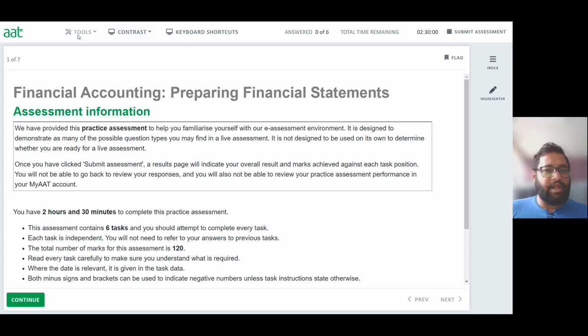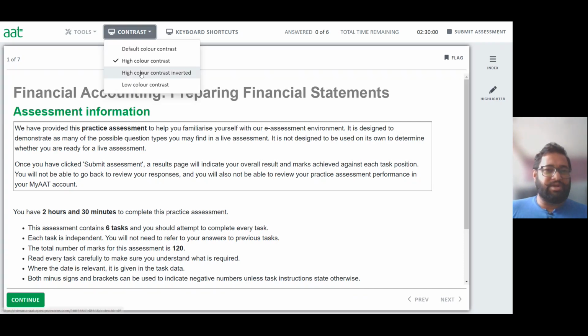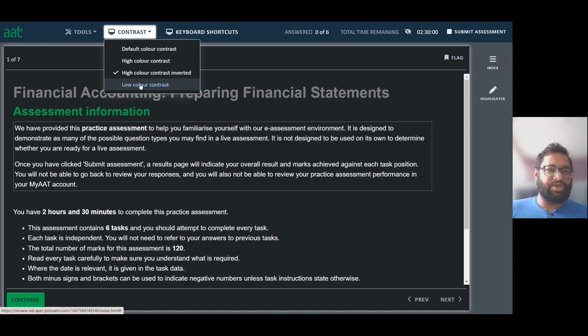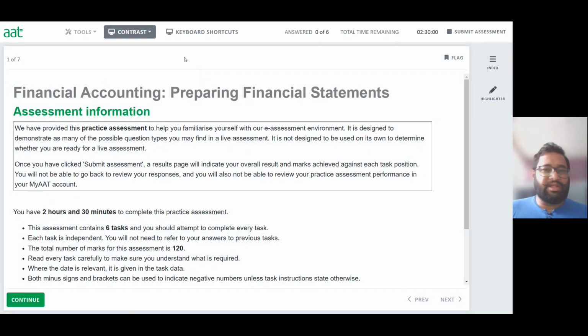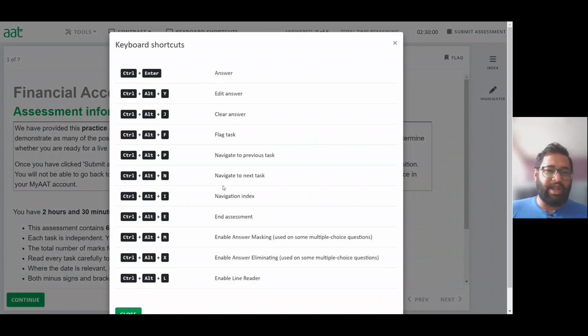We are looking at it, and here there are some options. You can change the contrast, high contrast, inverted, low contrast, and everything like that. There are loads of things you can look into, and it gives you an idea of the keyboard shortcuts. If you click on it, it will tell you how to answer or control the assessment. There are so many things there. You may not even bother about it, but you will be using it a lot.